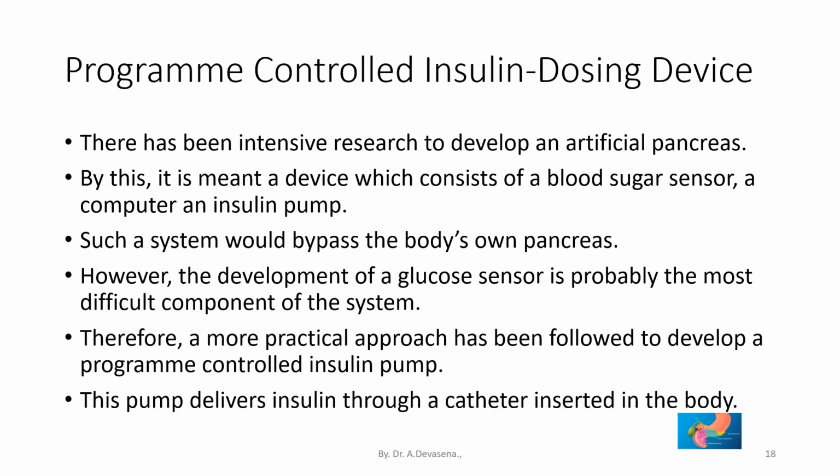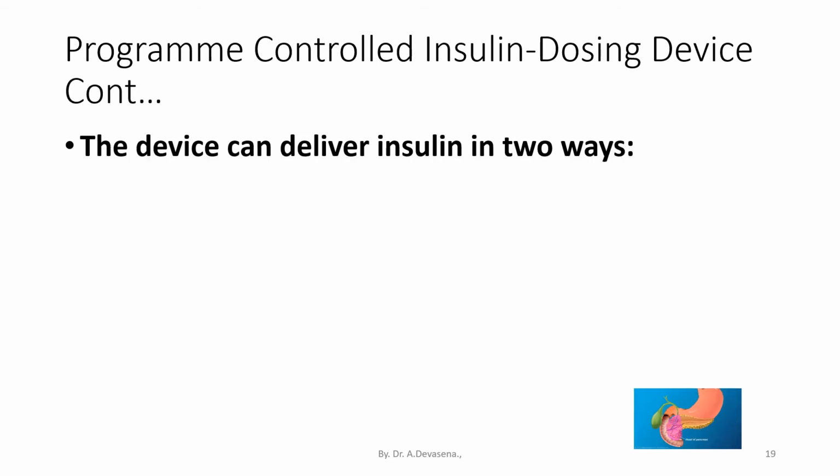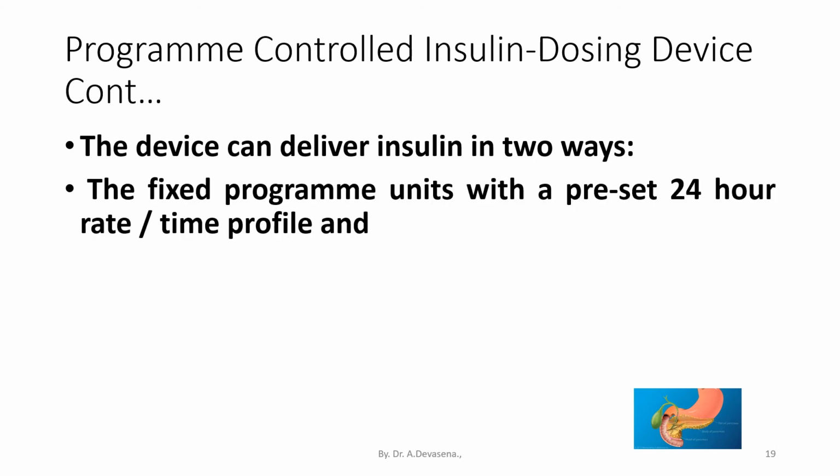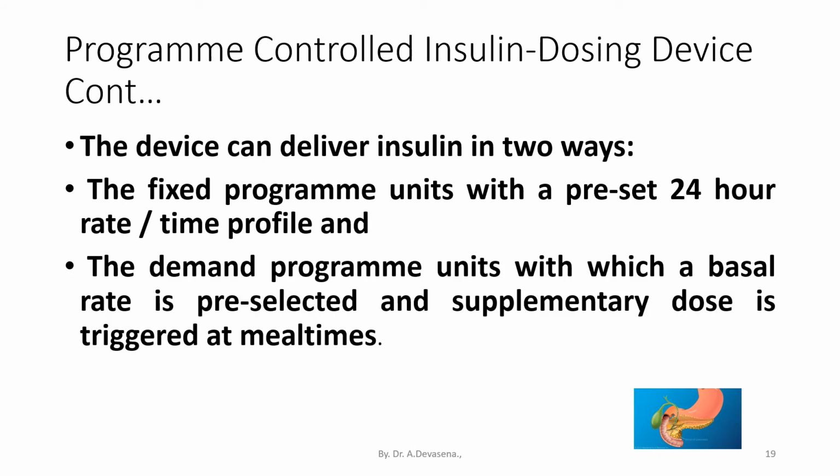This pump delivers insulin through a catheter inserted in the body. The device can deliver the insulin in two ways. The first one is the fixed program units with a preset 24-hour rate per time profile, and the demand program units with which a basal rate is pre-selected and a supplementary dose is triggered at meal times.